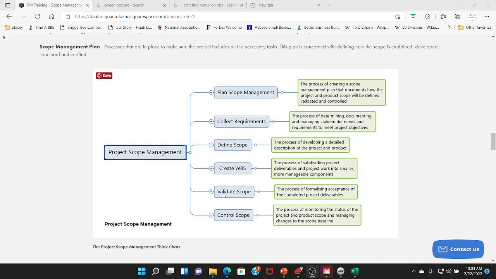Okay, so this is typically just supposed to be terminology, not the full class, but part of what we do in the full class is go over each of these and how do we go about determining, documenting, and managing stakeholder needs. There are specific tasks in each one of those processes that we can break down even further. Okay, but in general, collecting the requirements is the process of that. Okay, defining the scope. The process of developing a detailed description of the project and product.